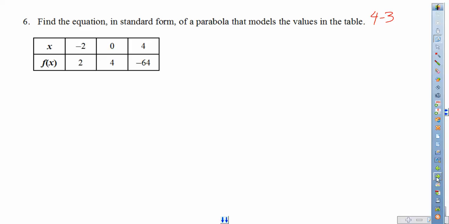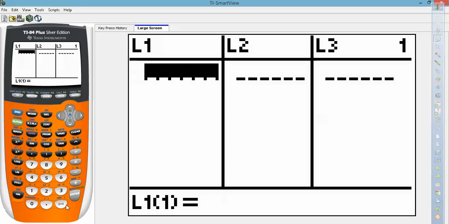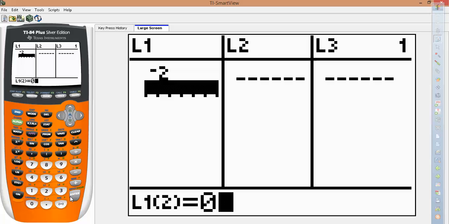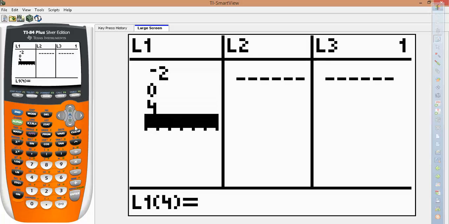So if we look here at our info, let's be careful, x and then f of x written horizontally like this. That's your L1 column, and then this right here is your L2 column. So make sure that you pair these ones up appropriately. There's a pair, there's a pair, there's a pair. Okay? So my L1 column would be -2, 0, and then 4. So let's go ahead and put those in. So -2, enter, 0, enter, 4, enter, and then let's arrow over to the right, find those other numbers.